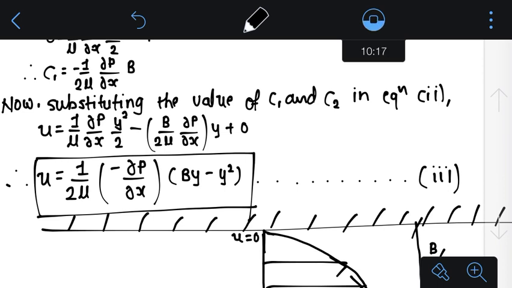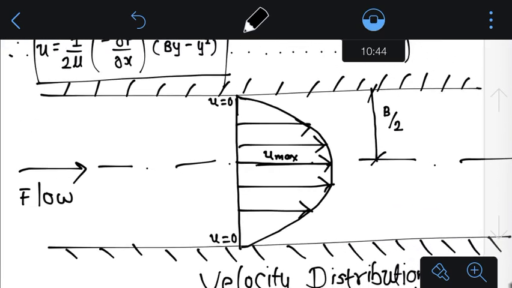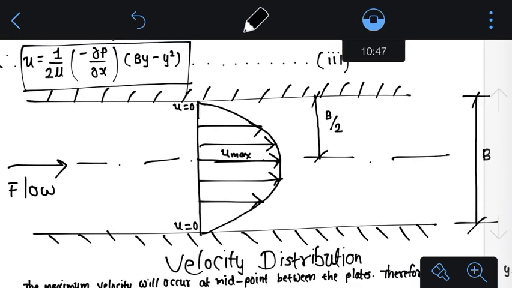Now if you see this equation, your velocity u varies with the square of y, which means the velocity distribution curve for viscous flow between these parallel flat plates is a parabola, with its vertex at the center point between the plates. That means the maximum velocity will occur at the midpoint between the plates, and we'll first see how this velocity is distributed. This is the diagram I have prepared for the velocity distribution. These are the two plates, located at distance b apart, and they are fixed plates, and this right arrow indicates the direction of the flow.